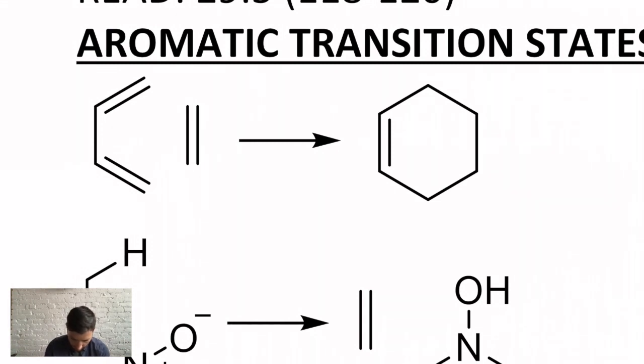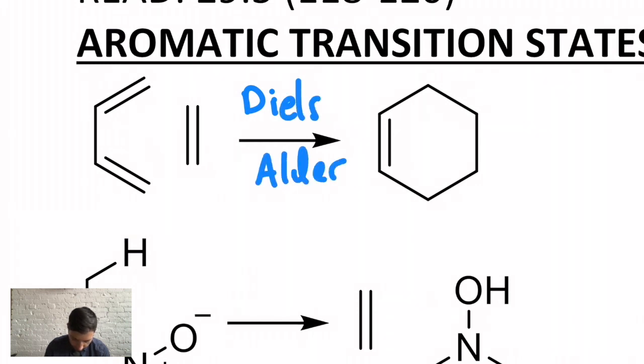So here is a Diels-Alder, which involves a diene and a dienophile. And the electron pushing would look something like this. 3 curved arrows, 6 electrons. Turns out there's many other reactions we've already seen that have this same feature.